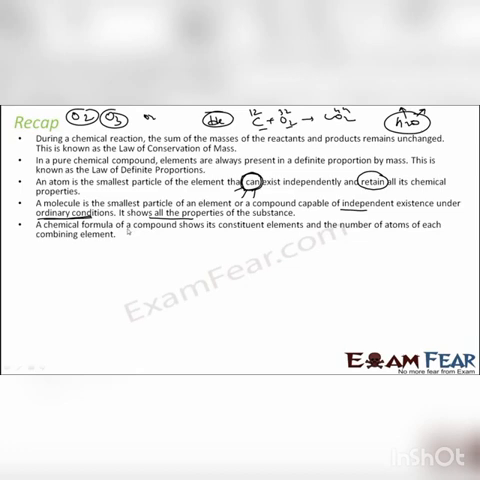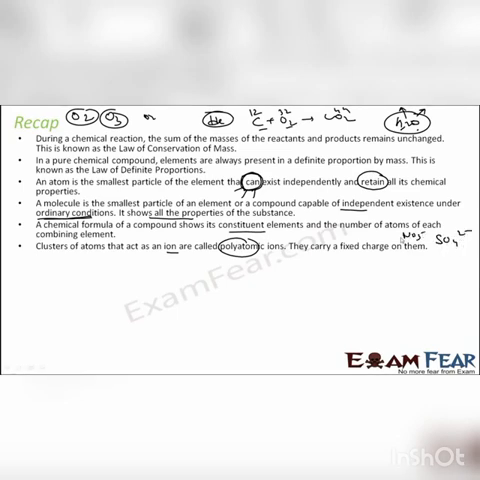We talked about the chemical formula. It shows its constituent elements and the number of atoms of each combining element. For example, the molecular formula of water is H2O. It says that 2 hydrogen and 1 oxygen are combined. We have also studied the rules to write chemical formulas. Clusters of atoms that act as ions are called polyatomic ions, and they have charge. Examples: SO4 2 minus, NO3 minus, CO3 2 minus. These are all polyatomic ions.